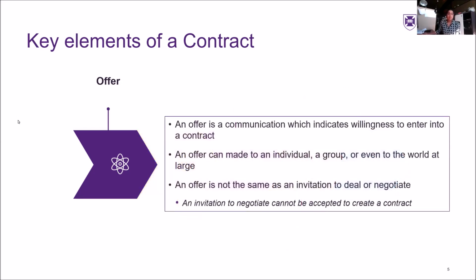So an offer is the first thing in the process. So an offer is a definite and a specific proposal. And if it is accepted, will create the legally binding agreement. So therefore, it becomes very important to know what constitutes an offer and what does not. It's usually an expression of willingness to contract on specific terms, and it's capable of acceptance by the person to whom it is addressed. Key point to note that an offer can be made to an individual, to a group, or even to the world at large.